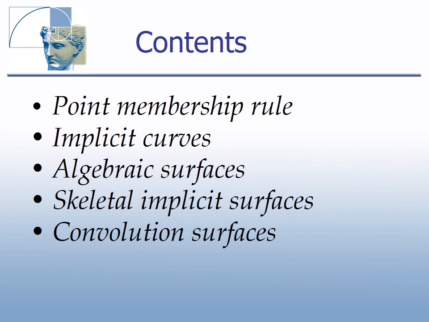The structure of this lecture is following. First, we recall the use of point membership rules to define point sets. Then we give several examples of implicit curves. Types of implicit surfaces and corresponding solids will be covered in more detail. They are algebraic, skeletal, and convolution implicit surfaces.